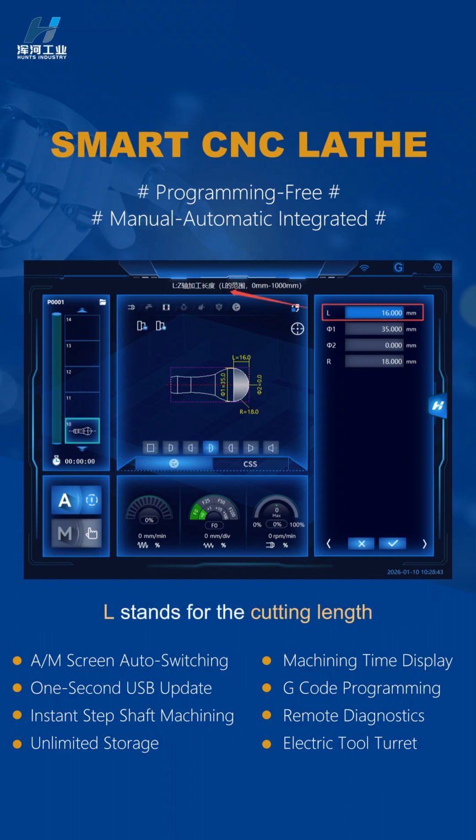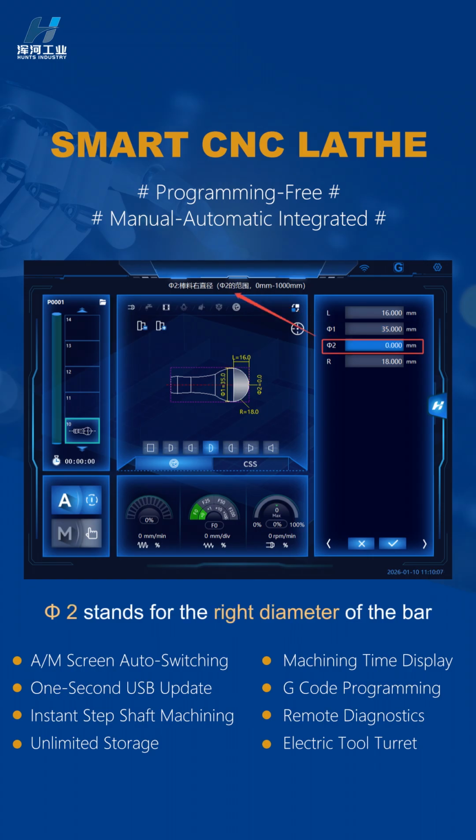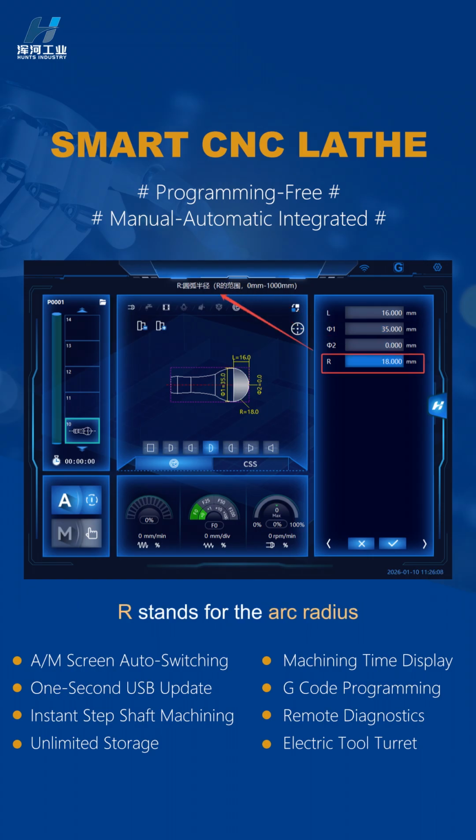L stands for the cutting leg. Phi1 stands for the left diameter of the bar. Phi2 stands for the right diameter of the bar. R stands for the arc radius.